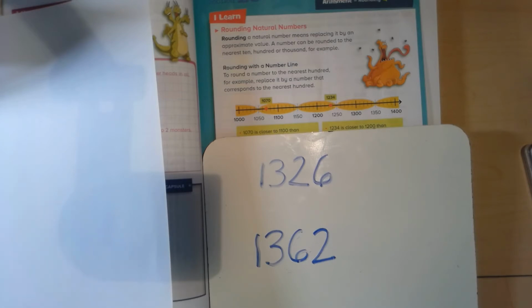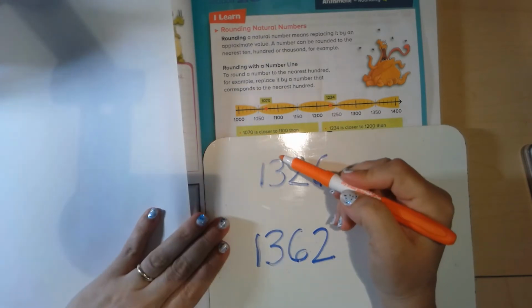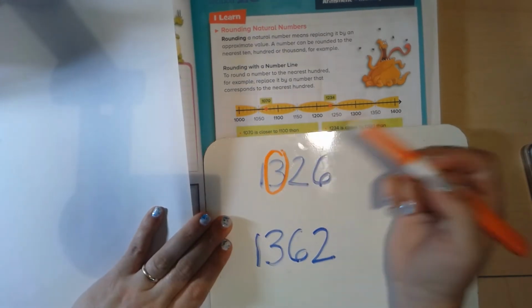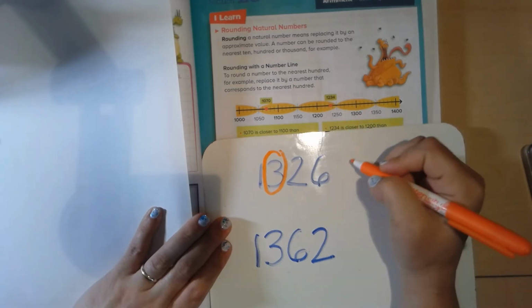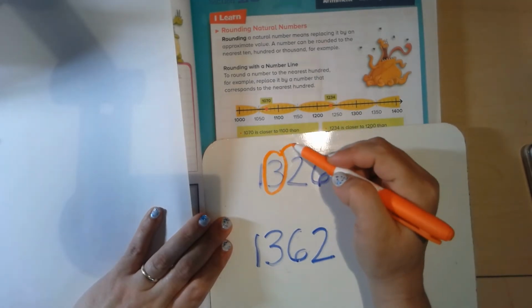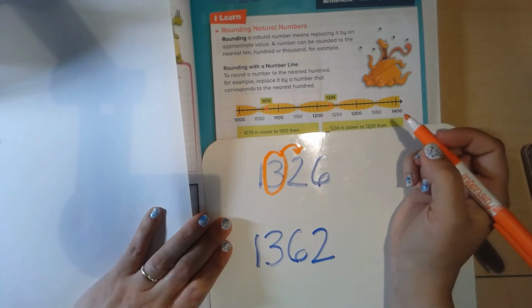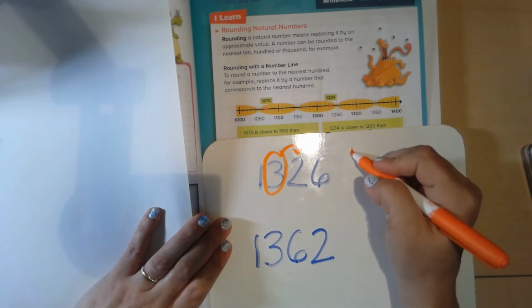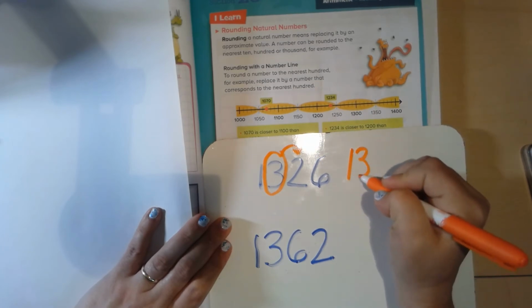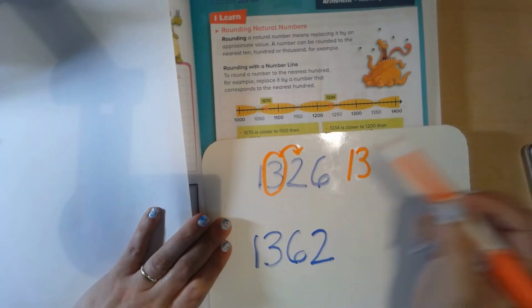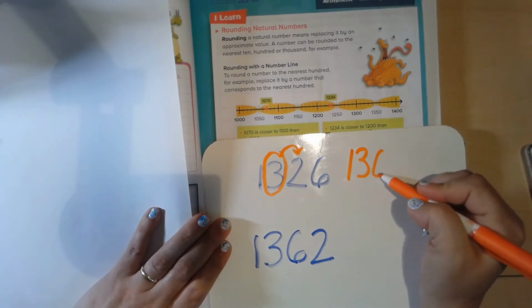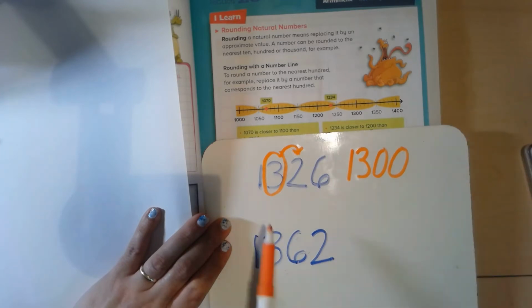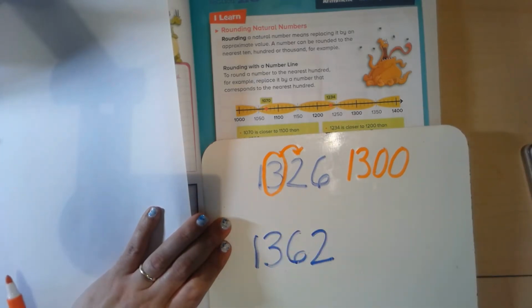I want to round to the nearest hundreds position. So I'm going to circle my hundreds position. I look at the number to the right. It is a 2. A 2 is less than 5. So my number stays the same, 1,300. And my other two numbers, the 2 and the 6, they become zeros. So 1,326 rounded to the nearest hundreds position is 1,300.